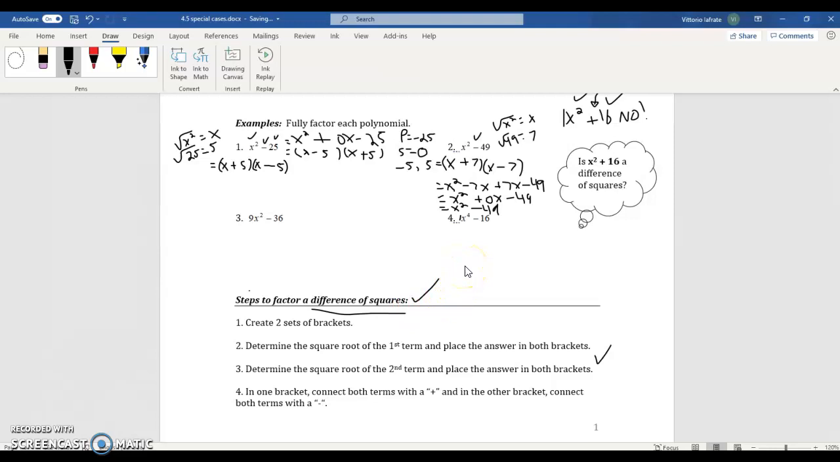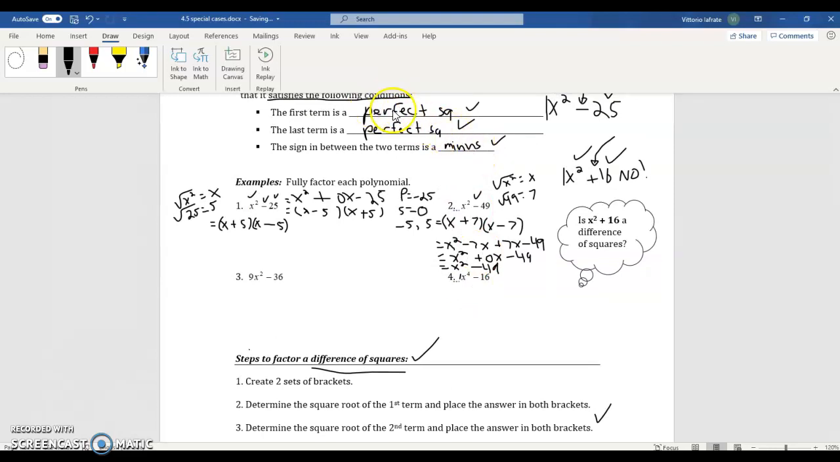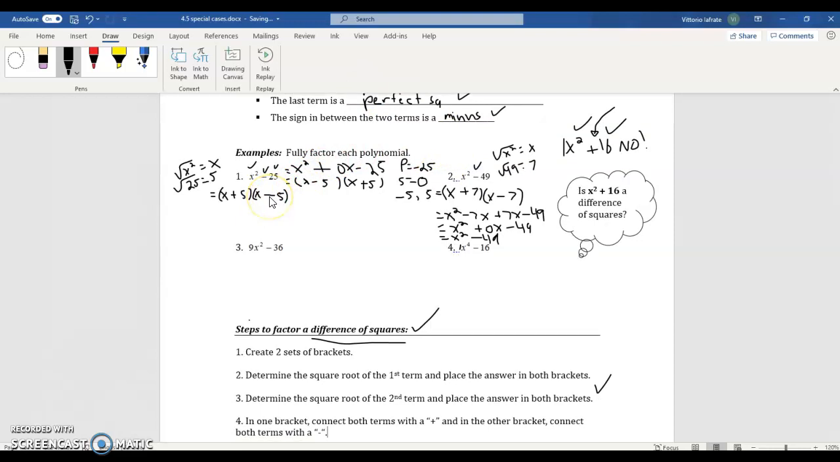So at this point, you should be able to identify if a polynomial consists of a difference of squares using the identifying checklist here, and then you should be able to apply the factoring rules for difference of squares as we've seen below over here. In the next video, we're going to do examples 3 and 4 and then move on to our second special case of factoring.